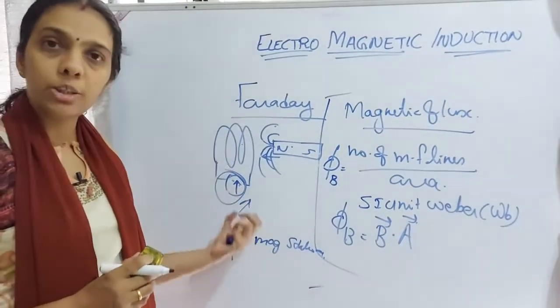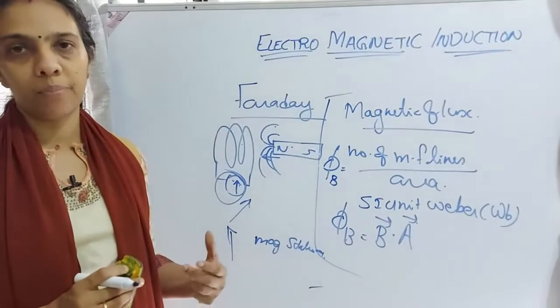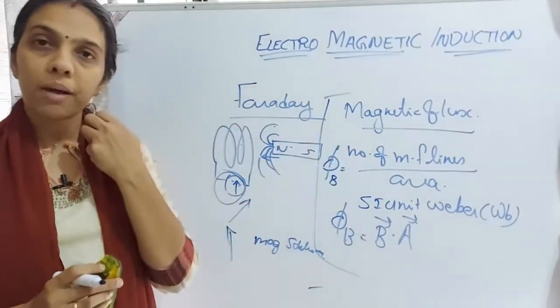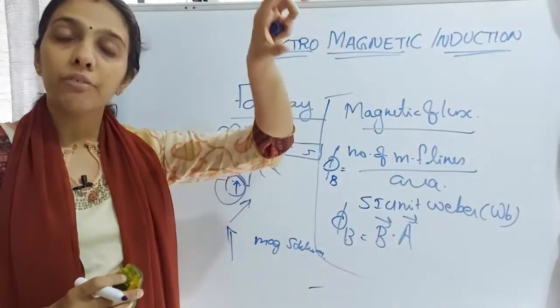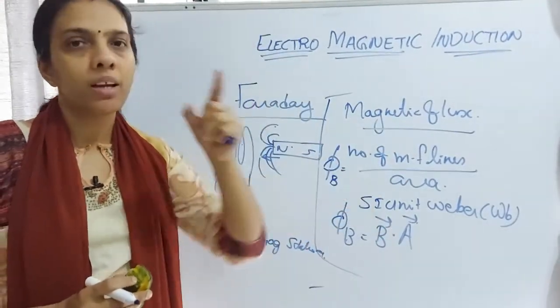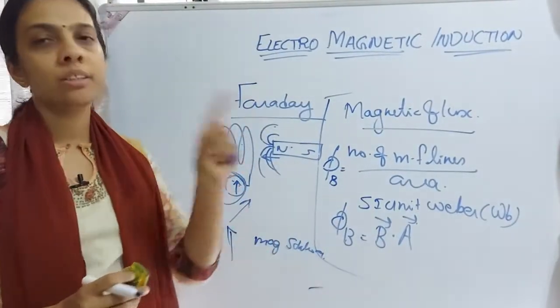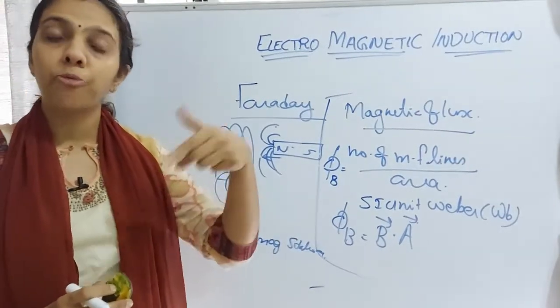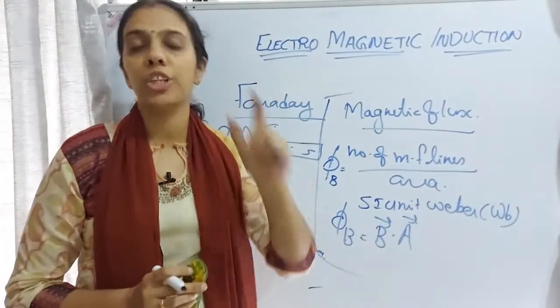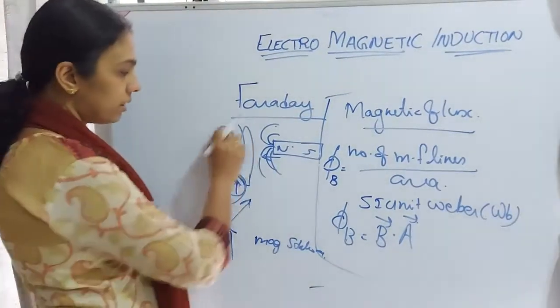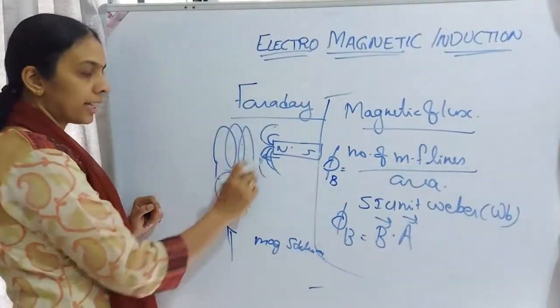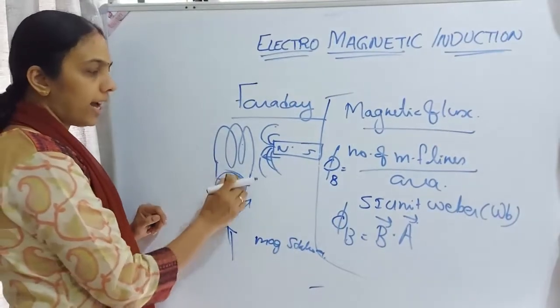Because of that, an induced current will be developing over there. When we are taking the magnet out, putting it inside, or keeping it inside, will it show any deflection? No deflection, because the number of magnetic field lines is not changing over there. Clear?